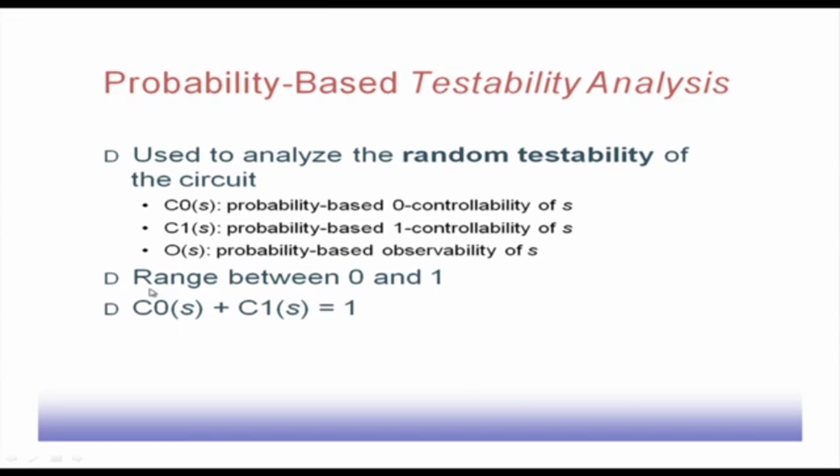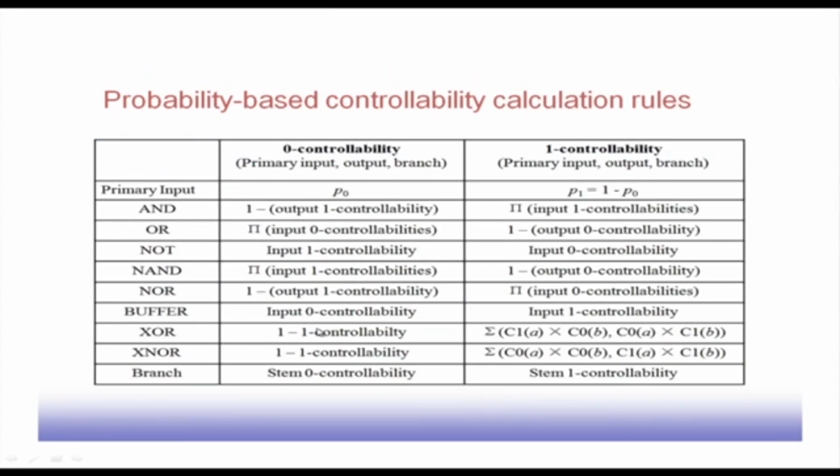These values C0, C1 and O range between 0 and 1, and this condition is true: C0(S) plus C1(S) is equal to 1. If it is difficult to make a line 0, then the 0 controllability will be low and the 1 controllability will be high. So, let us see how we can calculate this for a probability based analysis.